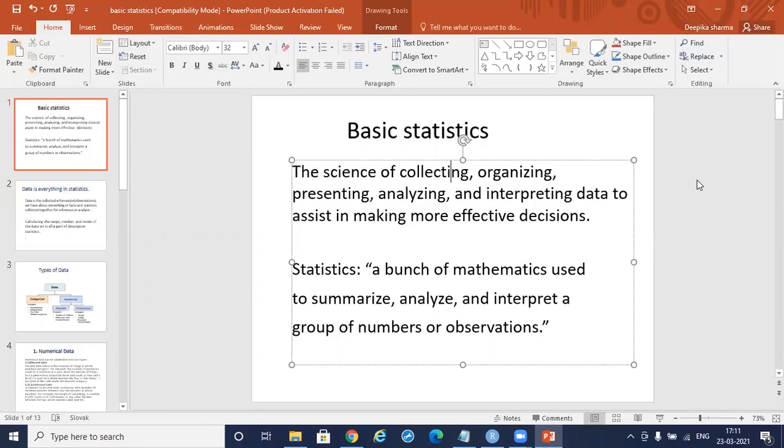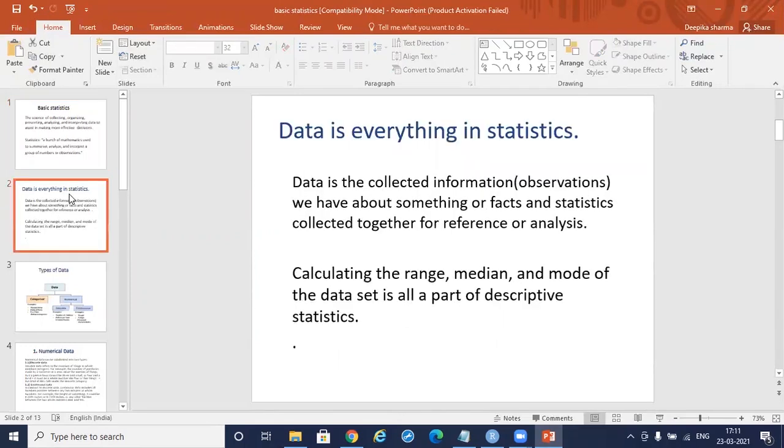So that interpretation is based on the data. A group of numbers or observations itself means the data. So here we put all the details of summarizing, analyzing and interpreting onto the data. Basically, in statistics, data is everything. So we collect the data and we make factual decisions on the basis of data.